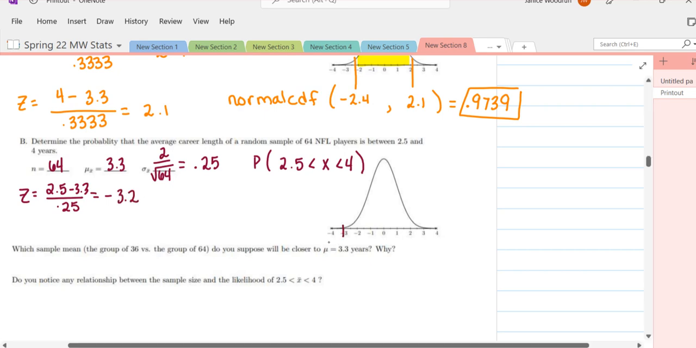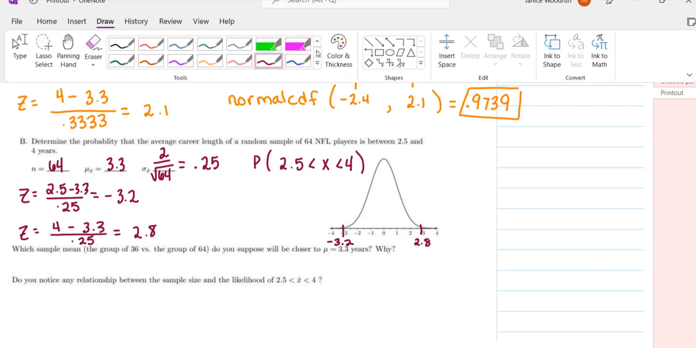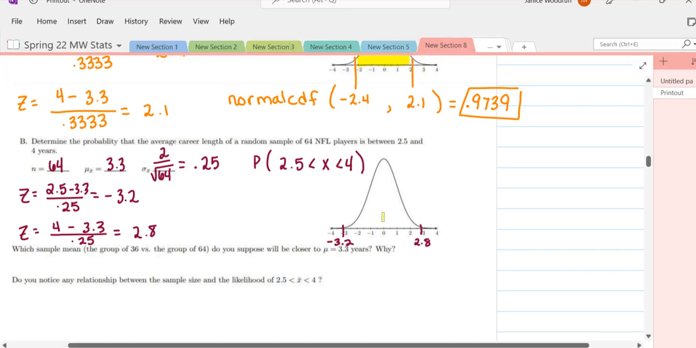Still about right here. Okay, then 4. Okay, for this 4 right here. 4 minus 3.3 over 0.25 will give us 2.8. Okay, so now we are looking for this area right here, which means it looks like it should be greater because we're expanding that size a little bit.